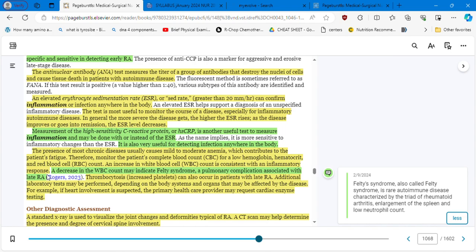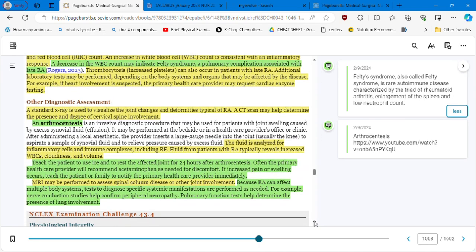And then you're going to see thrombocytosis. Increased platelets can also occur in patients with late RA. Additional laboratory tests may be performed depending on the body systems and organs that may be affected by the disease. For example, if heart involvement is suspected, the primary healthcare provider may request cardiac enzyme testing.